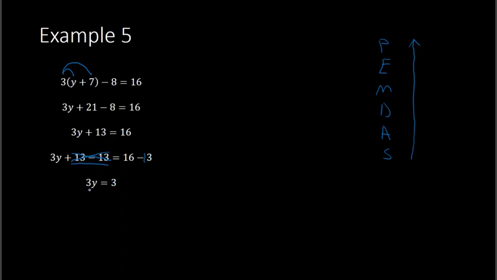So I have 3 times y equals 3. To get rid of the times, so 3 times y, I need to divide. So divide both sides by 3, so that the 3's would cancel on the left side. So I have y on the left, and then 3 divided by 3, which is 1 on the right. So my solution is y equals 1.